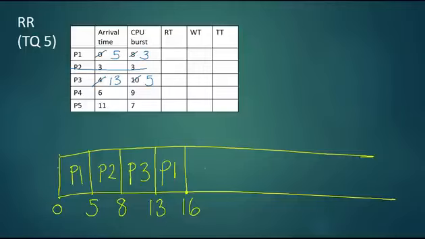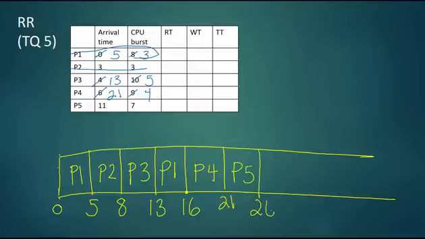Okay, now the current time is 16, and in the ready queue we have P3, P4, and P5, and P4 got there at time 6, so P4 is going to go next until time 21, and then P4 will have a new arrival time of 21 and 4 time units of CPU burst left. Now the current time is 21, so the next one to arrive in the ready queue was P5. P5 will get 5 time units until time 26, and we'll have a new arrival time of 26.